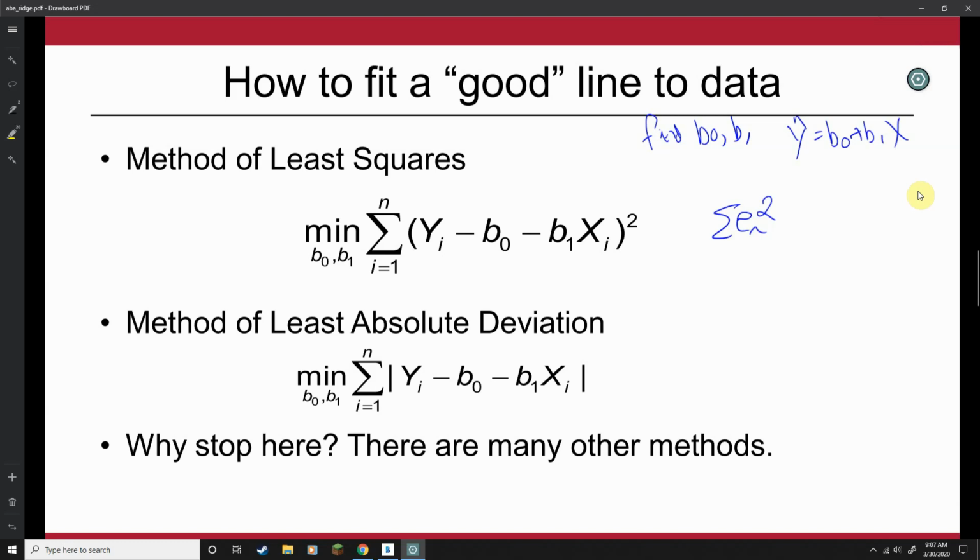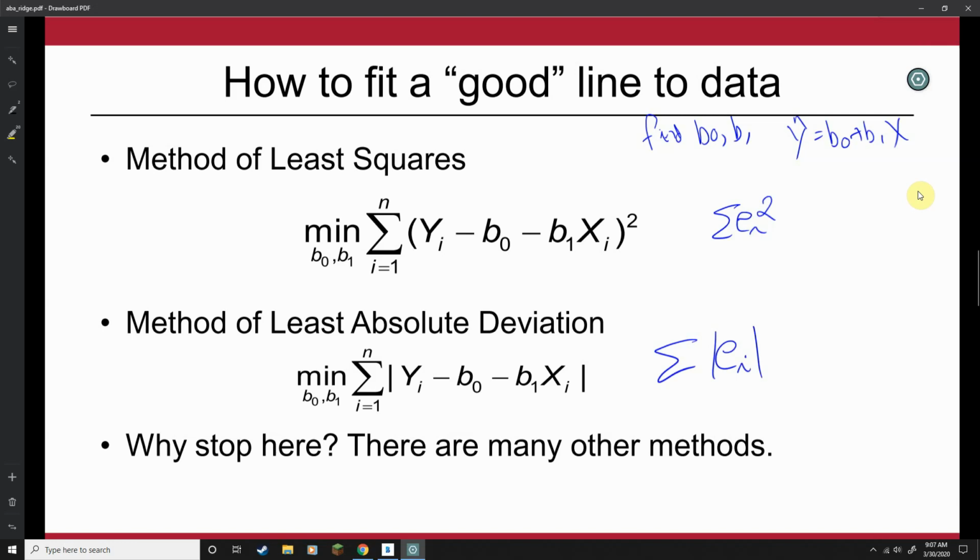It's built in Excel and R and every package under the sun. It's called the method of least squares. It's been studied for hundreds of years. Another way of fitting a line to data is called the method of least absolute deviation. Here, instead of squaring everything to make sure we're always dealing with positive numbers, we take the absolute value. So this is saying find the line that minimizes the absolute value of the eis. It's called LAD for least absolute deviation.